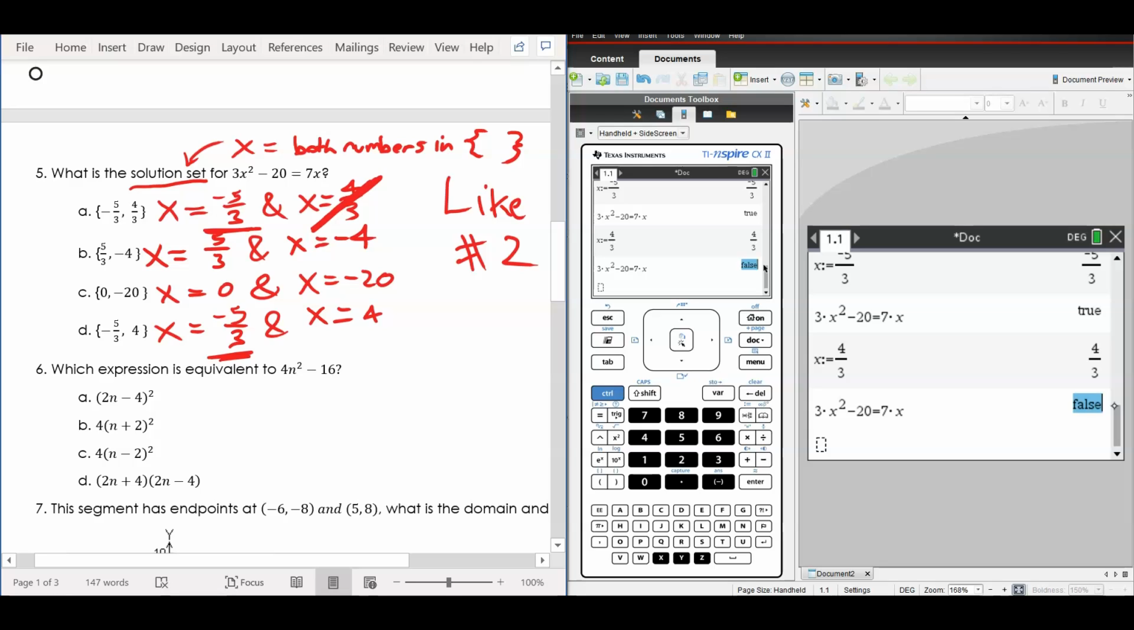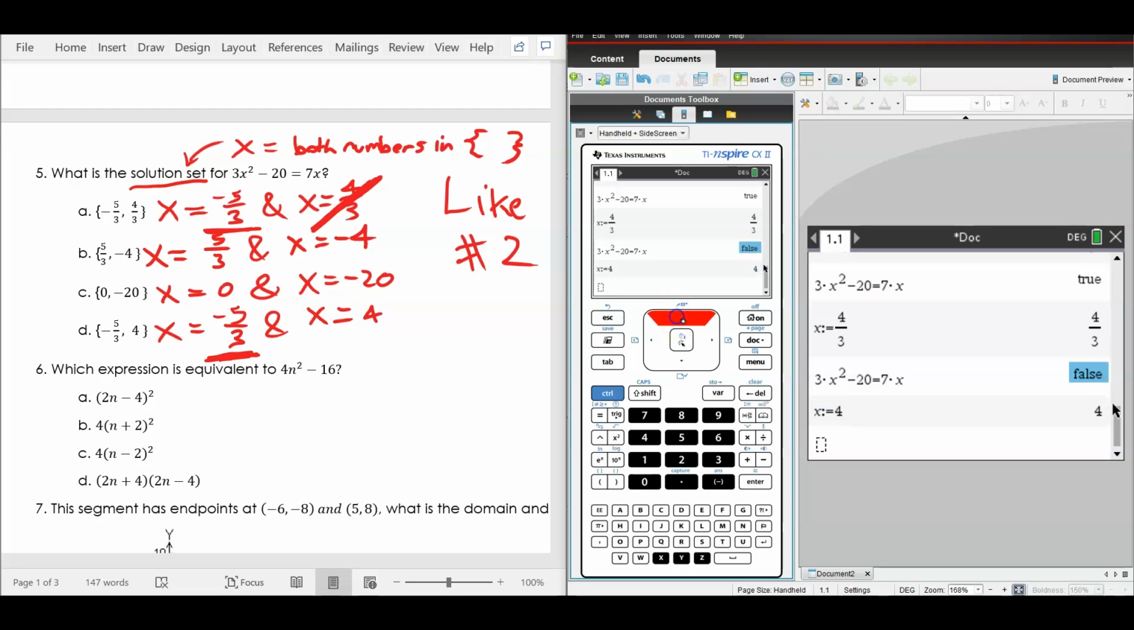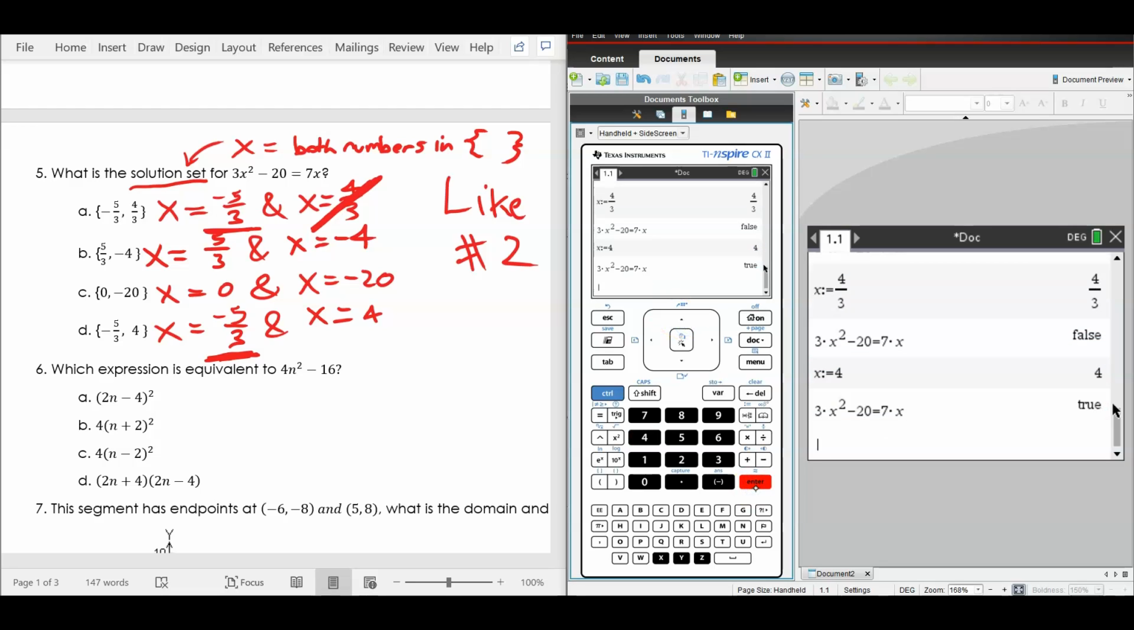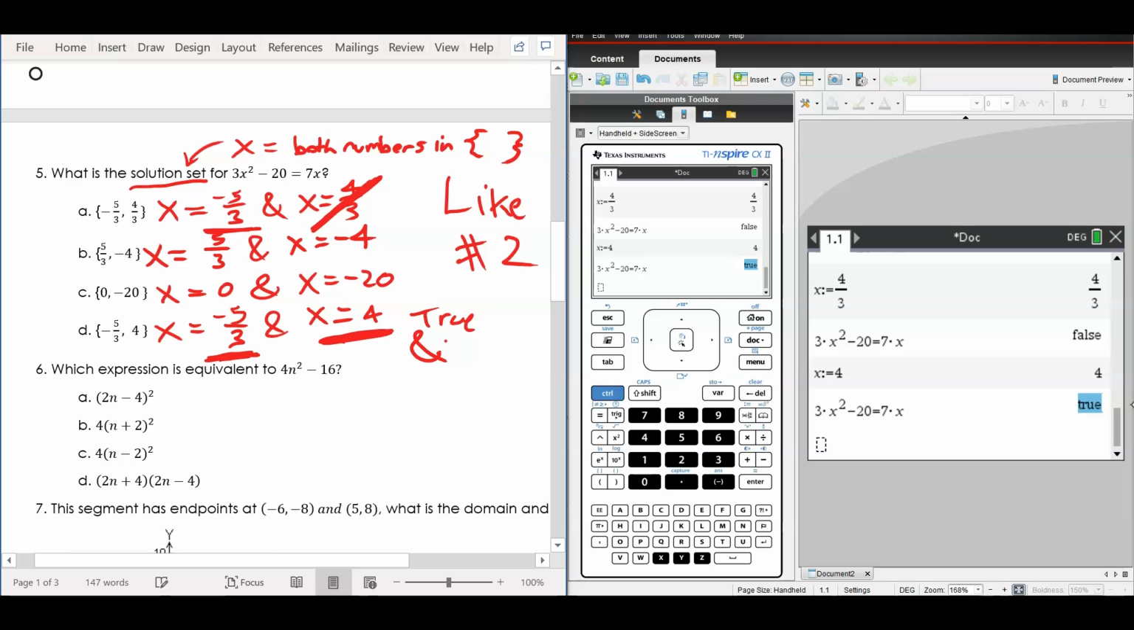Okay, now before I start trying B and C, if I know negative 5 over 3 is true, let's skip down to letter D and try x equals 4. X is defined as 4. And then go up to the equation, enter twice. That one's true. Those two were true. True and true. If both of those are true, letter D is correct.